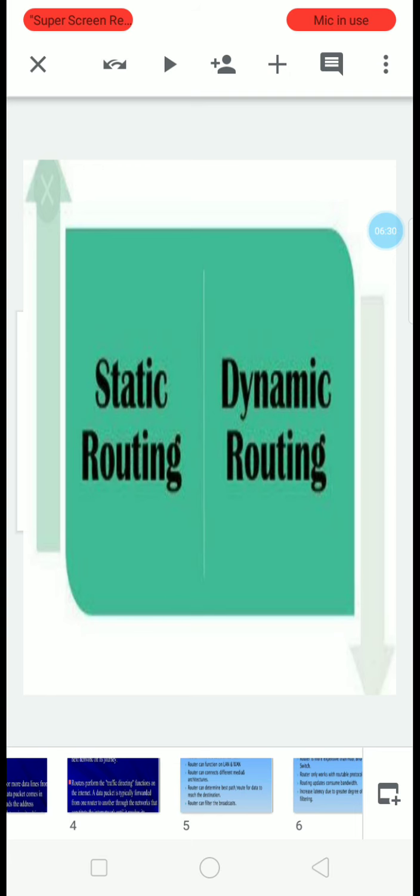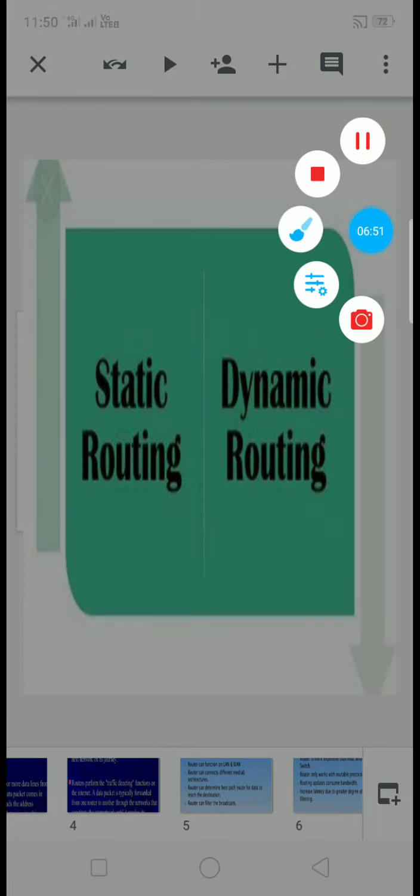A dynamic protocol has the following features. The routers should have the same dynamic protocol running in order to exchange the routes. When a router finds a change in the topology, then the router advertises it to all other routers.